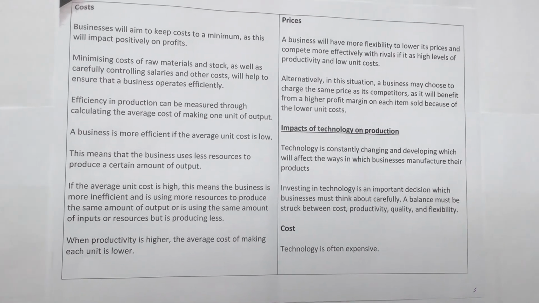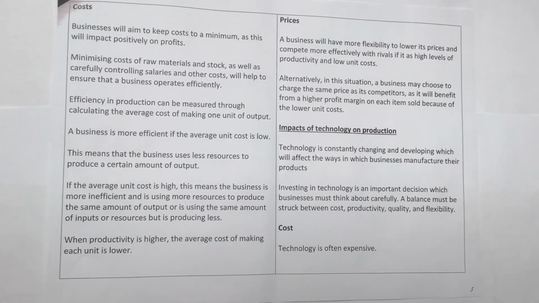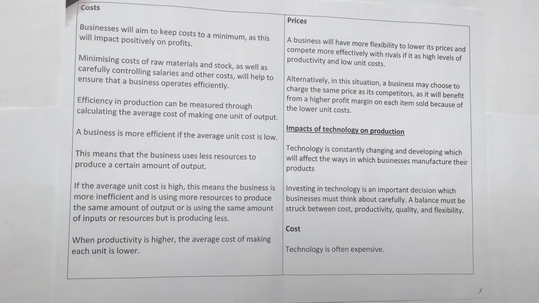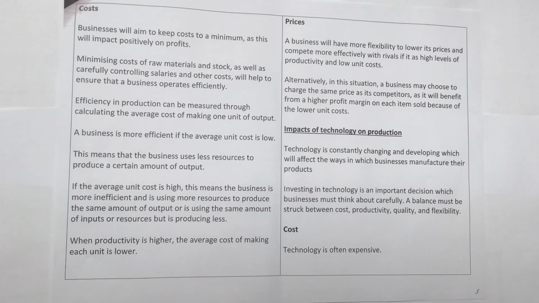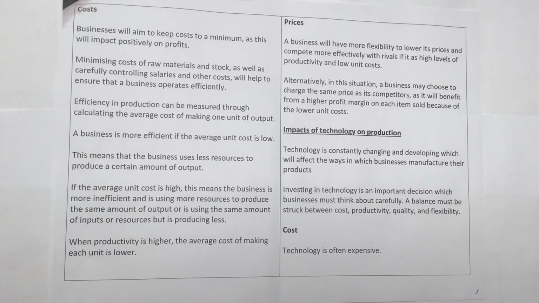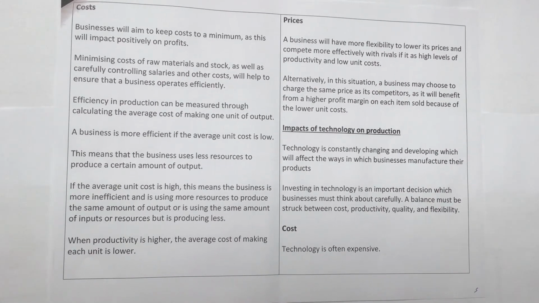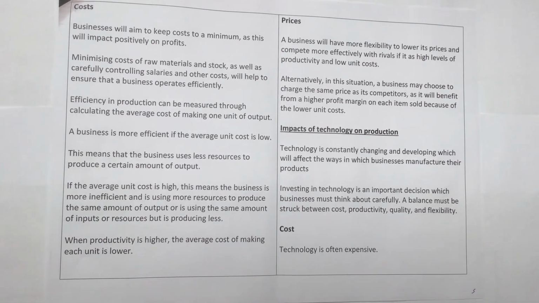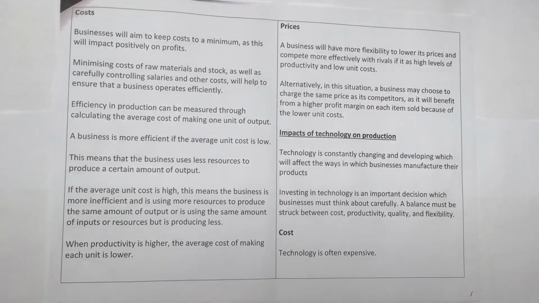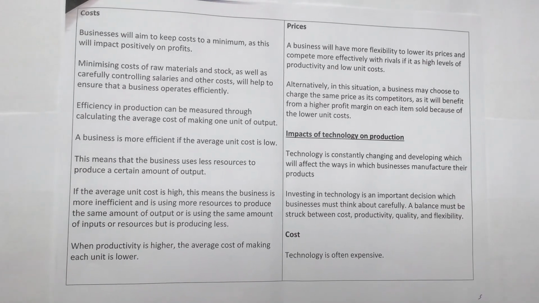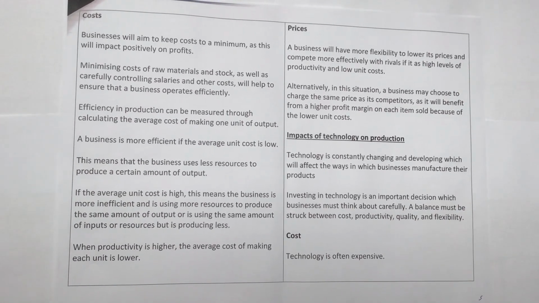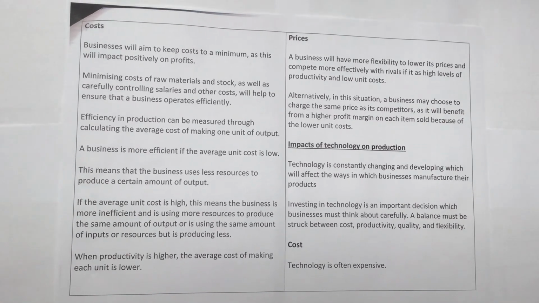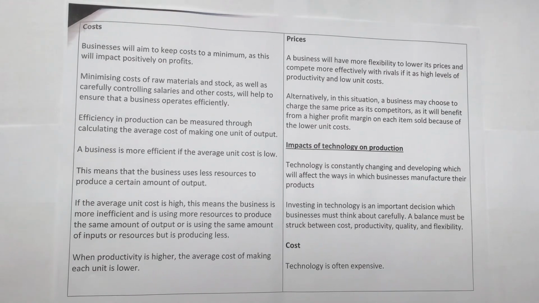Alternatively, in this situation, a business may choose to charge the same price as its competitors, as it will benefit from a higher profit margin on each item sold because of lower unit costs. Impacts of technology on production: technology is constantly changing and developing, which will affect the ways in which businesses manufacture their products. Investing in technology is an important decision which businesses must think about carefully. A balance must be struck between cost, productivity, quality, and flexibility.